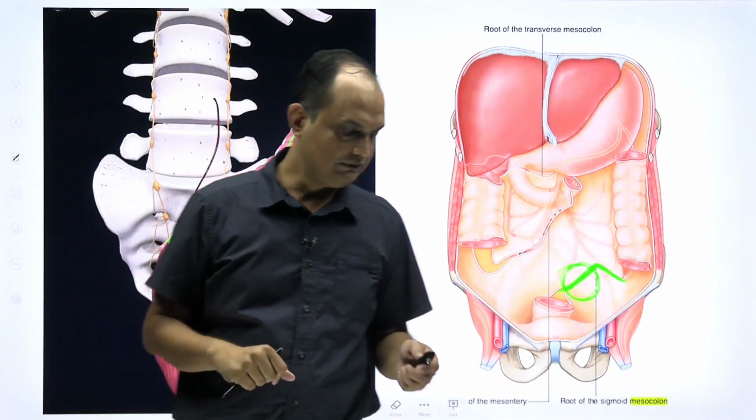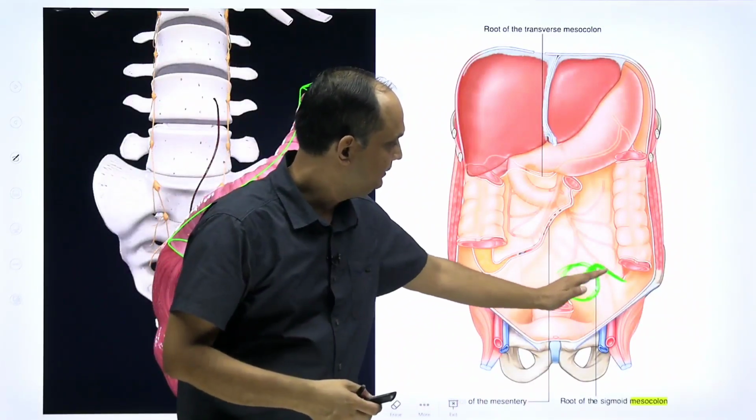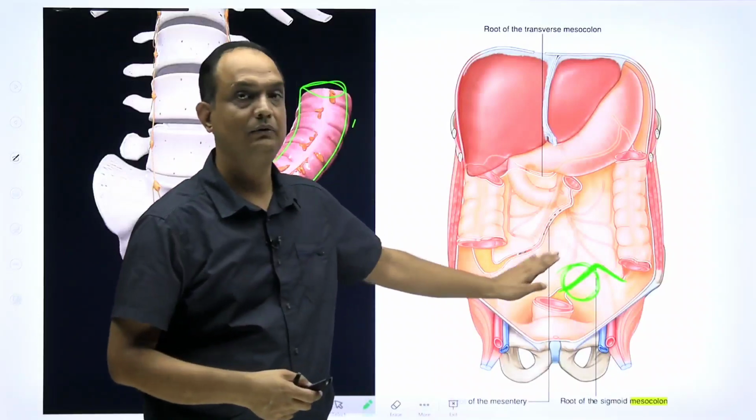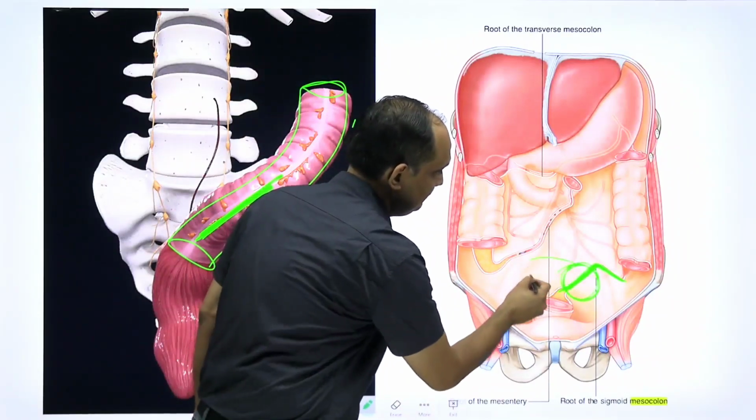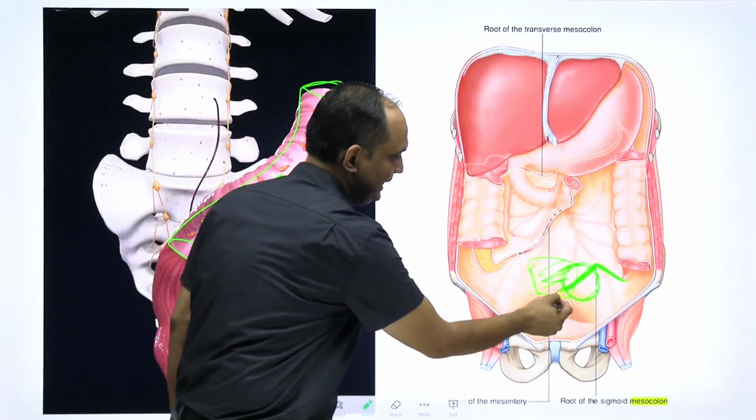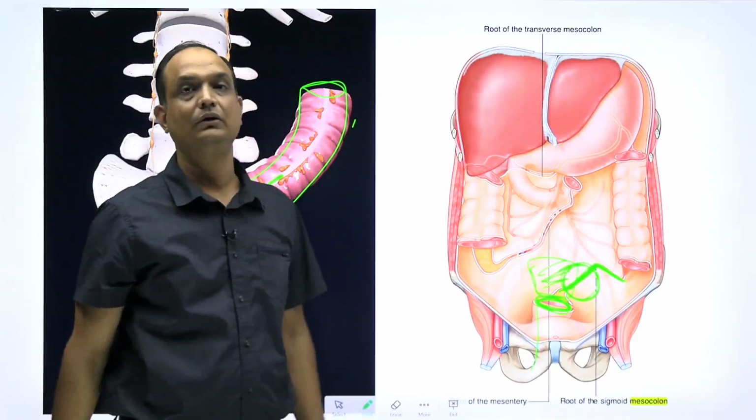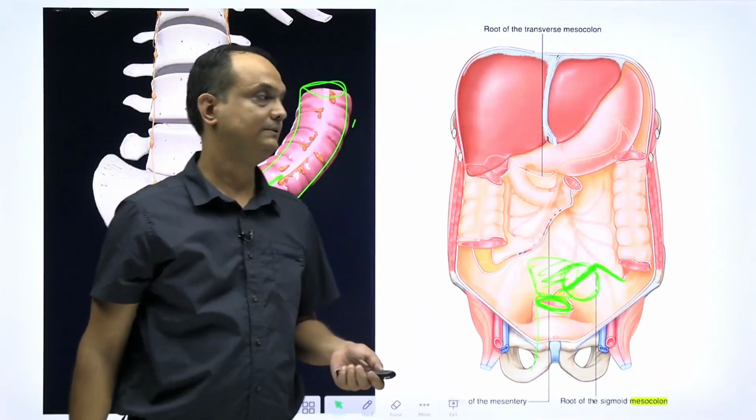Clear? So this is the important thing to understand, that below the line and above the line you are having the attachment of the peritoneum. So this part of the sacrum is covered by the peritoneum, and below that you have this tube which is known as the rectum, which is directly in contact with the lower 2.5 pieces.